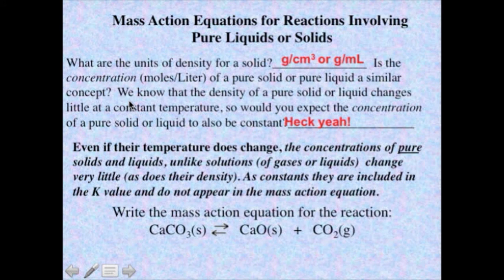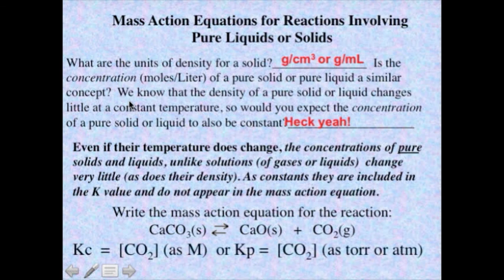So, for example, how would you write the mass-action equation for the reaction of calcium carbonate solid forming calcium oxide solid plus carbon dioxide gas? Well, it's just going to be the Kc of the concentration, the molarity, of the carbon dioxide, or the Kp if you express carbon dioxide as torr or atmospheres of pressure. The solid calcium oxide and solid calcium carbonate do not appear in the mass-action equation.